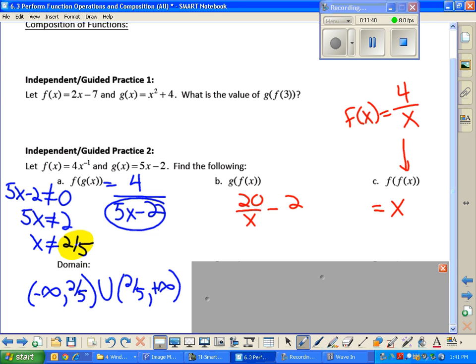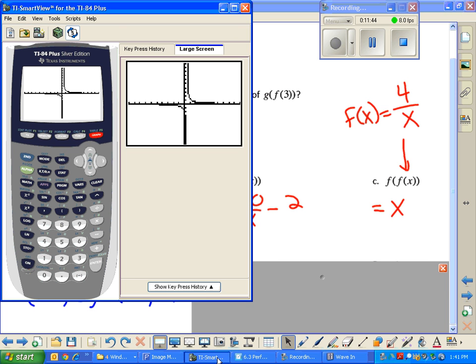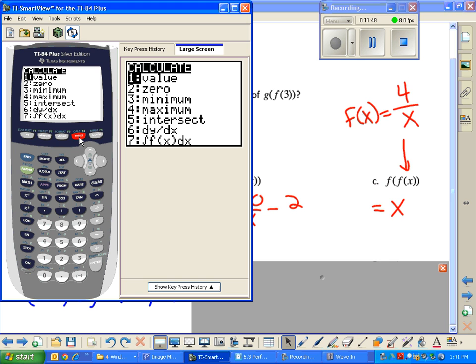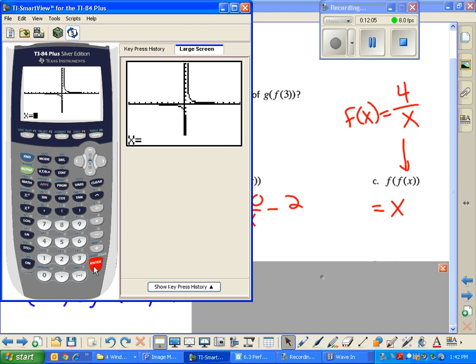How can we use our calculator to verify this? This is really cool. I like this. Okay, so what we're going to do is press second and calc. And I'm just verifying the fact that I have to exclude 2/5 from my domain. Check it out. So second calc, do you see that first option there? Value. That allows me to throw in whatever x value I want, and it'll spit the y value back out. But watch what happens to my poor little calculator when I enter in 2/5.